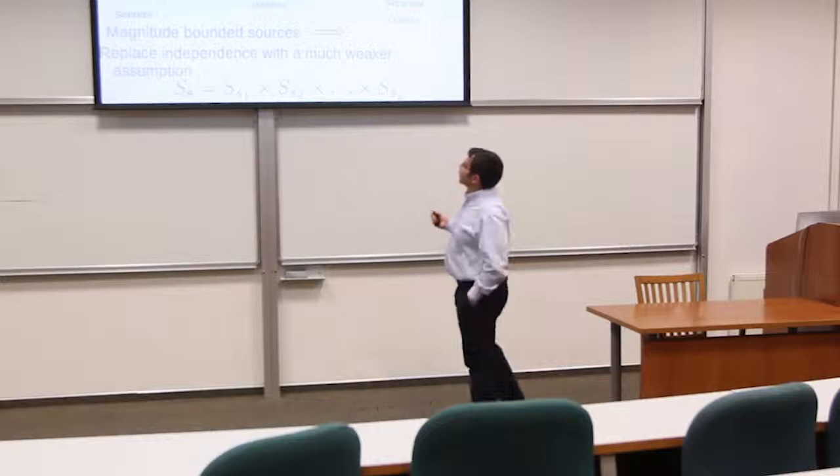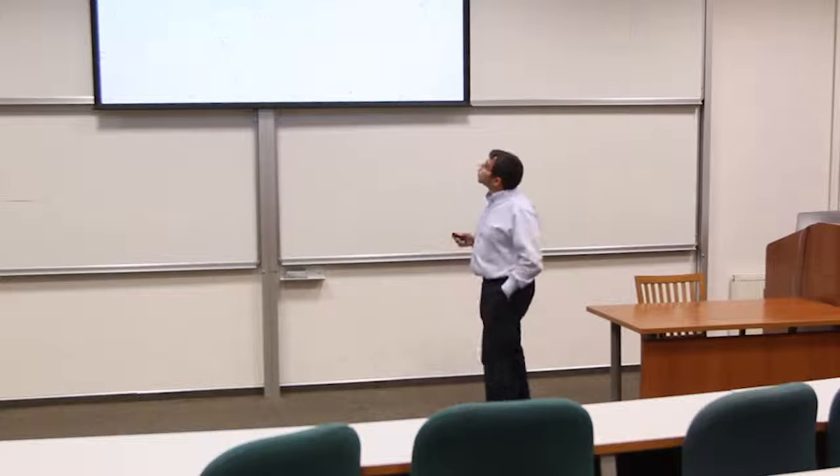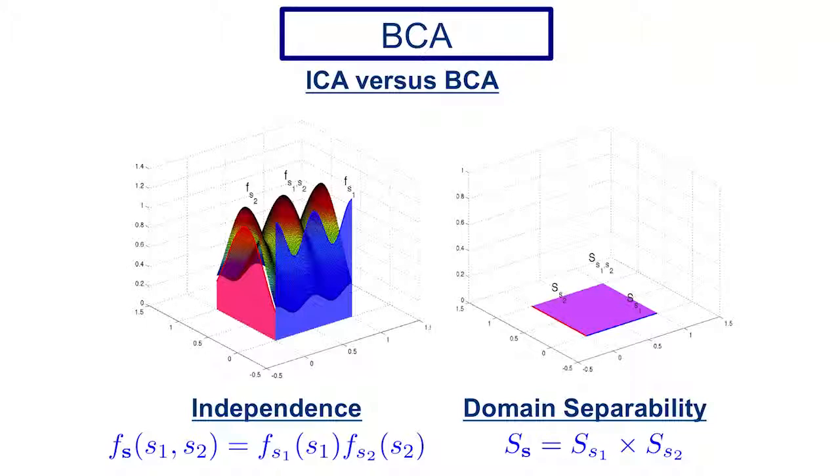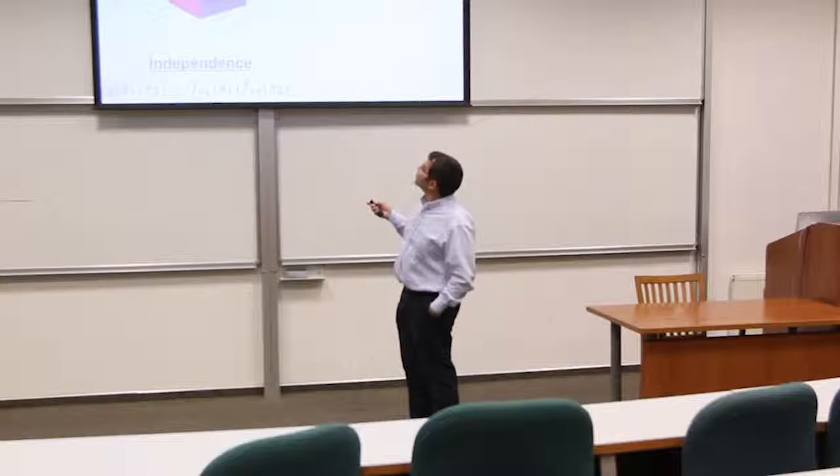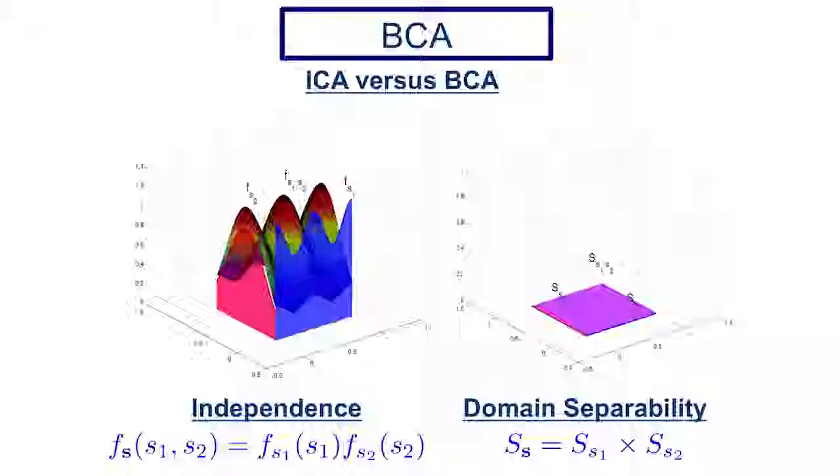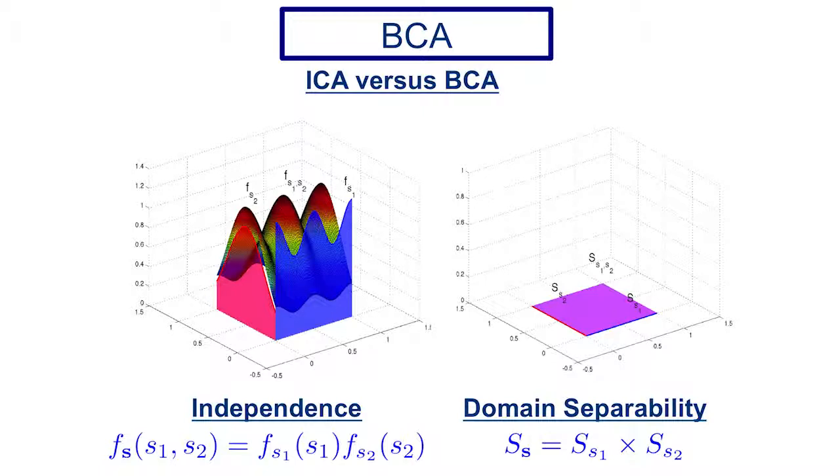That should actually be the Cartesian product of the individual source support sets. Just to illustrate that graphically, for two sources, the independence assumption is given by the joint density being equal to the product of marginals, which can be pictured like this. This blue curve here is the marginal density of source one, this red one is the marginal density of source two, and the joint density, the surface, should be the product of these two functions. So that's the independence requirement, which is rather strong.